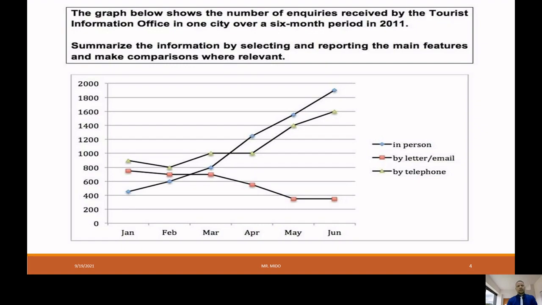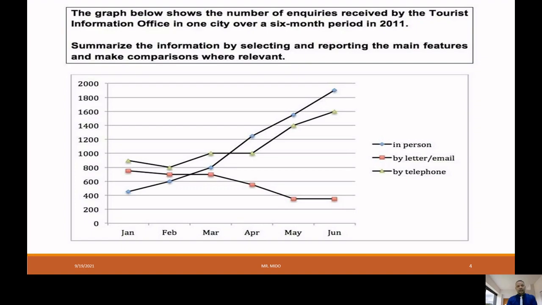We have a question here from the real 2018 IELTS exam. The graph below shows the number of inquiries received by this information office in one city over a 6-month period in 2011. Now this is the question. We have a statement, then we have the question itself: Summarize the information by selecting and reporting the main features and make comparisons where relevant. This is the style of the question always in IELTS academic writing task 1.